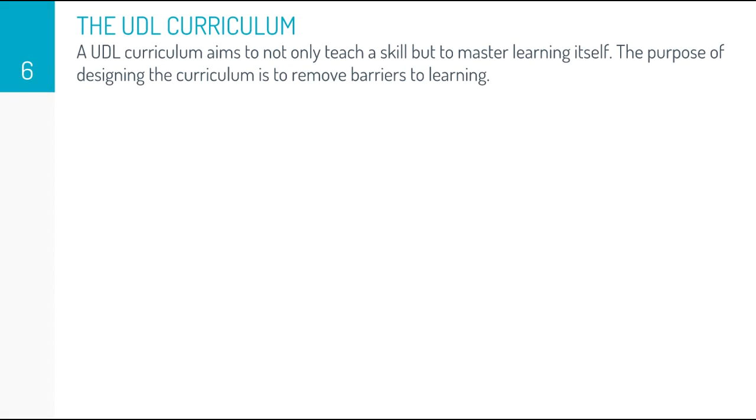So the UDL curriculum is not meant to teach a particular skill, but to master learning itself. So the idea is to design a curriculum from the start that removes barriers to learning. And I like to think about it in mathematical senses, like the lowest common denominator. How can I design a curriculum that meets every student in the classroom?